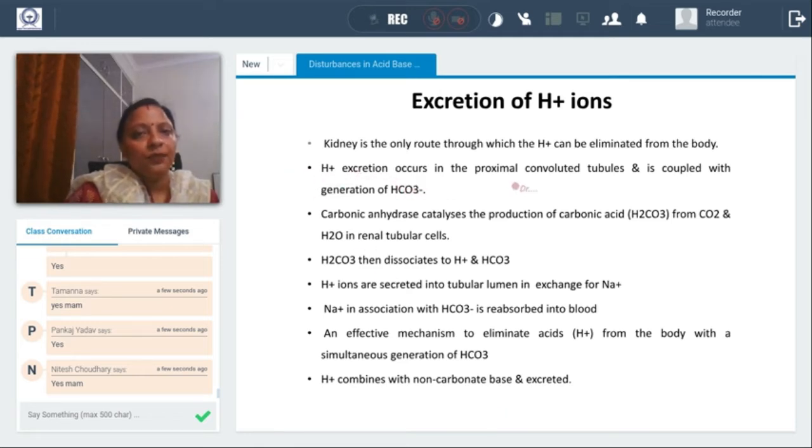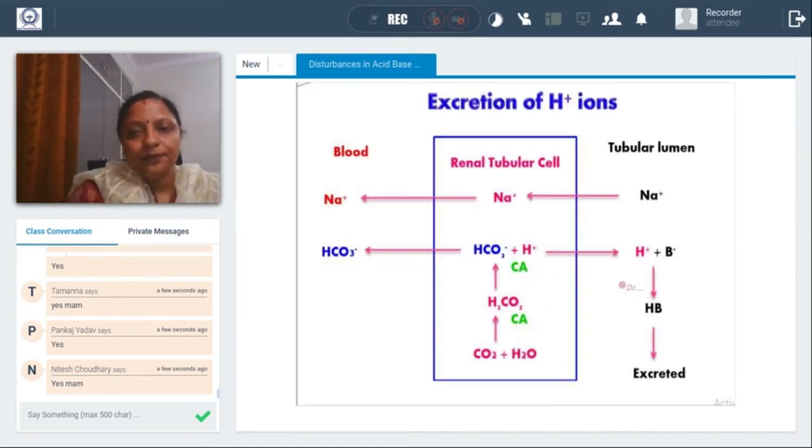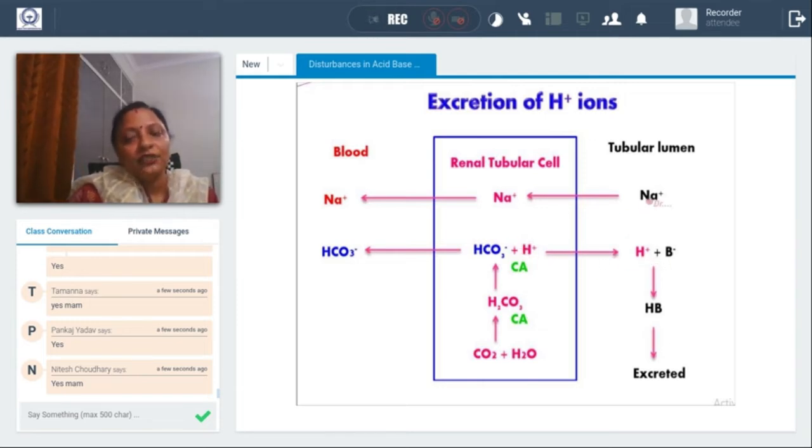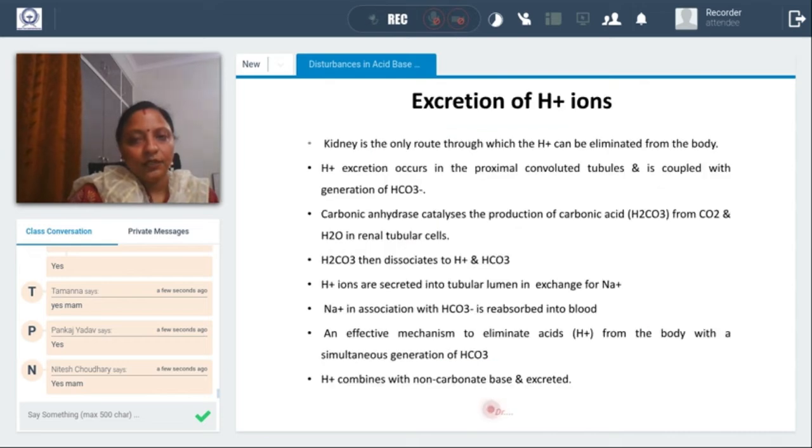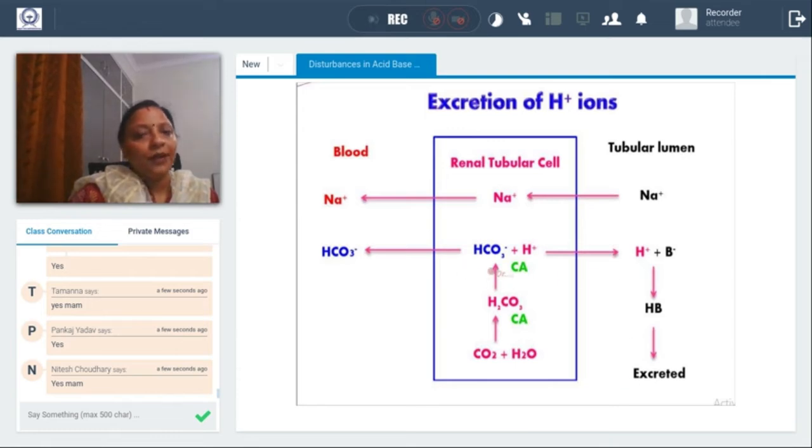So H plus excretion occurs in the proximal convoluted tubules. Carbonic anhydrase catalyzes the formation of carbonic acid, and again it dissociates into H plus and HCO3 minus. The main aim is that sodium in association with HCO3 is reabsorbed into blood, and H plus ions are secreted into the tubular lumen. So here you can see H plus is secreted into the lumen, and sodium ions from the tubular lumen go to, or are absorbed by, the renal tubular cells. So two purposes: first, H plus ions are secreted into the tubular lumen, and another, HCO3 is reabsorbed into blood. You can see bicarbonate reabsorbed, sodium reabsorbed, and H plus secreted.